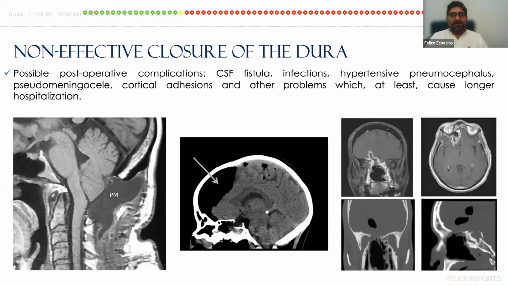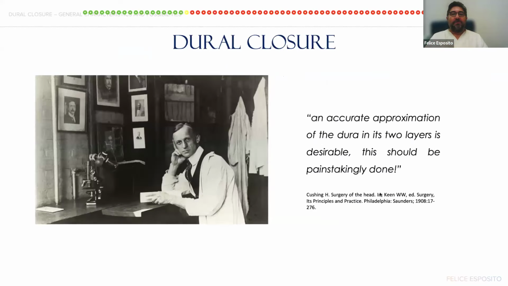as every one of us knows, that we have several possible complications: pseudomeningocele, like in posterior fossa surgery, hypertensive pneumocephalus, infections, prolonged hospitalization, and so on. So closing the dura mater, like Harvey Cushing said more than 100 years ago, should be done painstakingly.